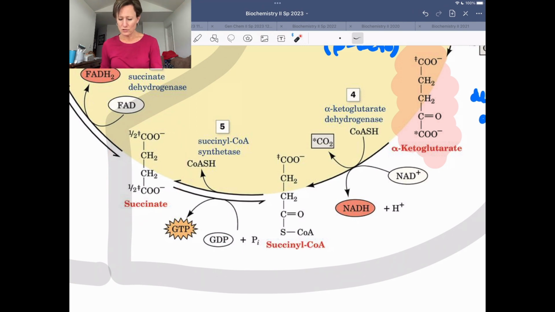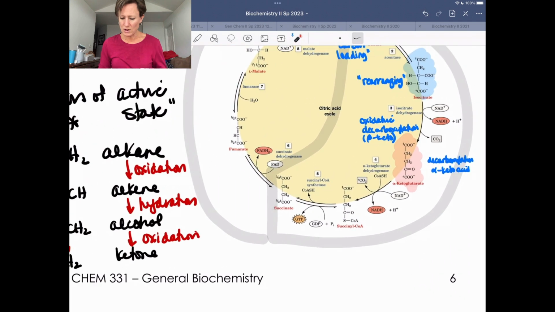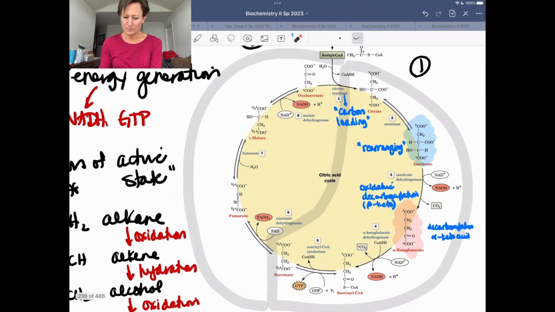Okay, so I'm going to zoom out here for a second just to do a high-level recap of everything that we just talked about with stage 1. So stage 1, 5 steps I want you to think about. We do carbon loading by combining oxaloacetate and acetyl-CoA to get citrate. We need to do a little rearranging to get it into the isocitrate form, which has that secondary alcohol that we can then oxidize. Third step is isocitrate dehydrogenase.